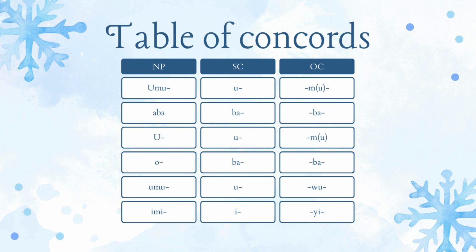Then it would be uSipho uyababiza. I use that object concord, which is ba. All right, umu has an u as a subject concord and a wu as an object concord. We still use the same formula. Imi has e as a subject concord and yi as an object concord.